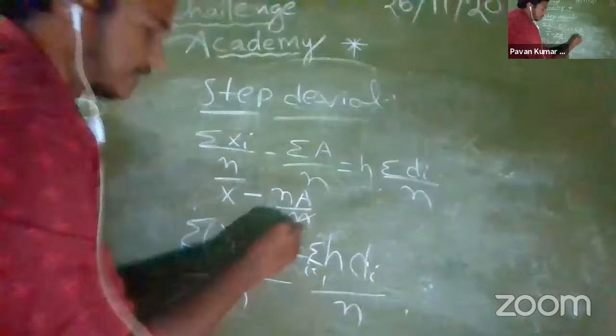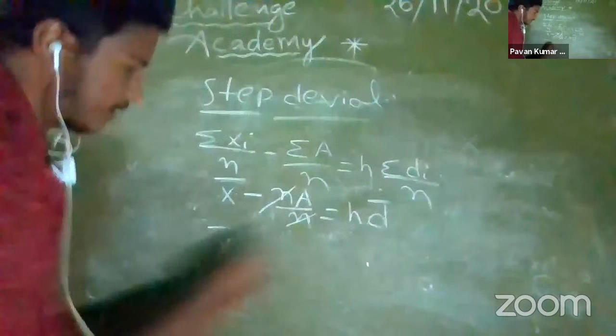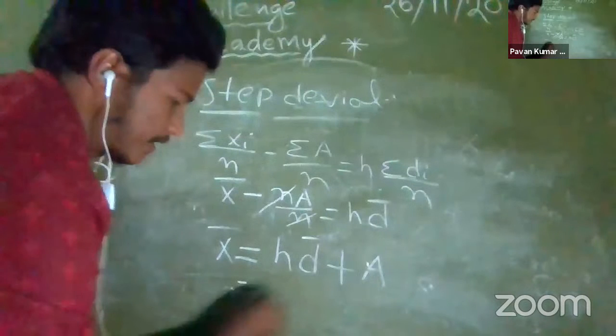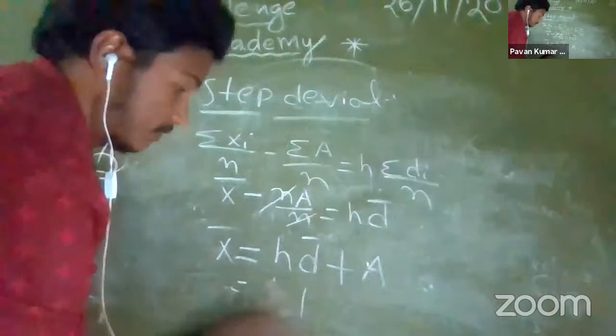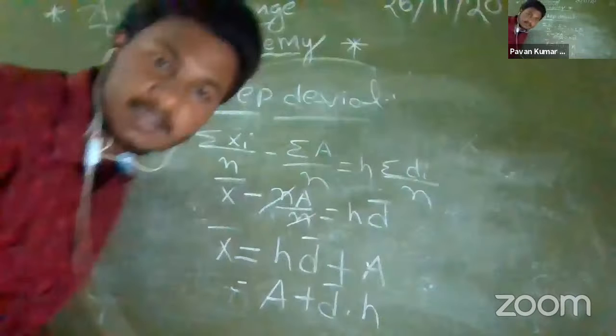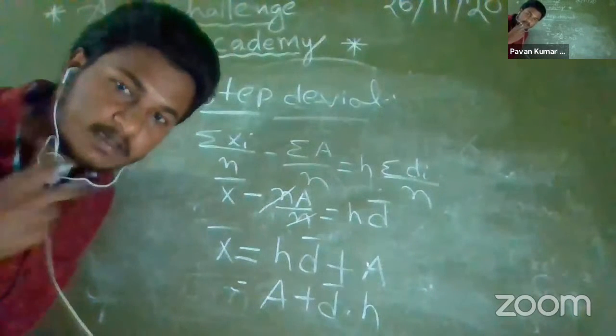Now we get the formula: x bar equals h d bar plus a, or a plus d bar into h. Okay, understand? Hello, everyone understand this?